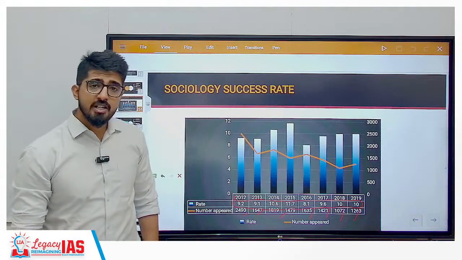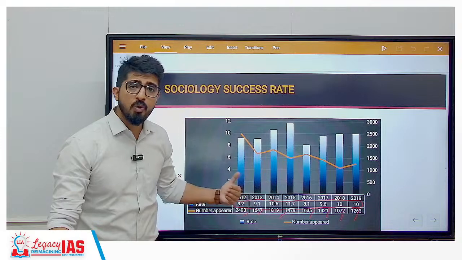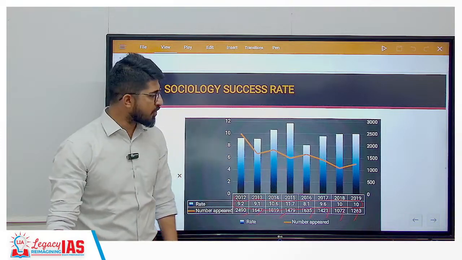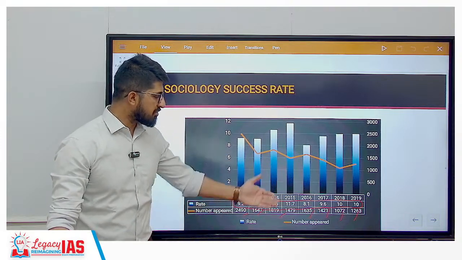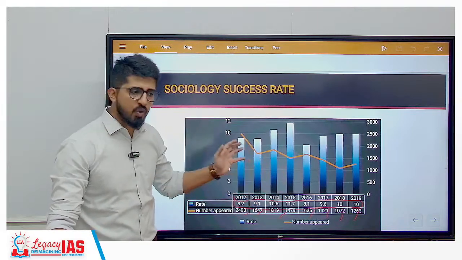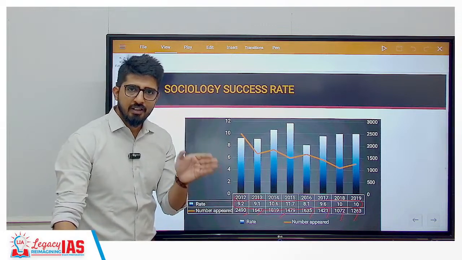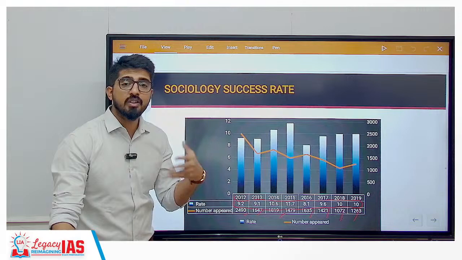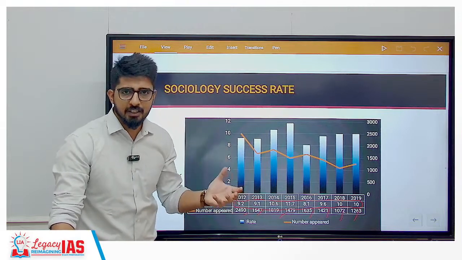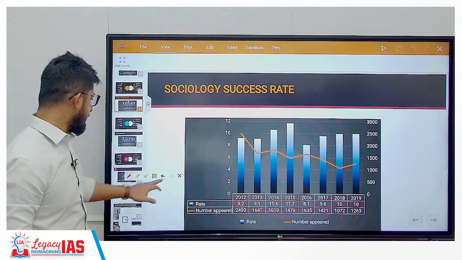So while competition is more, at the same time the success rate is also more, with more people taking this as an optional. So again, the risk that runs with any optional where you have a lot of concentration of people is that of what? That of the paper becoming difficult in the coming years, right? That risk it runs.